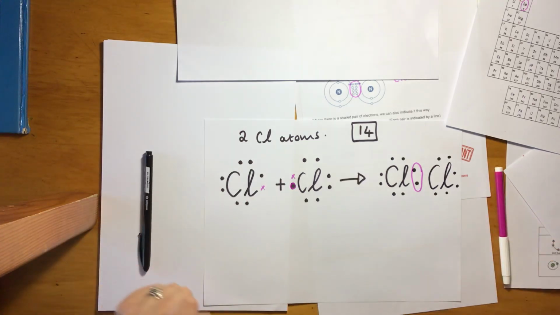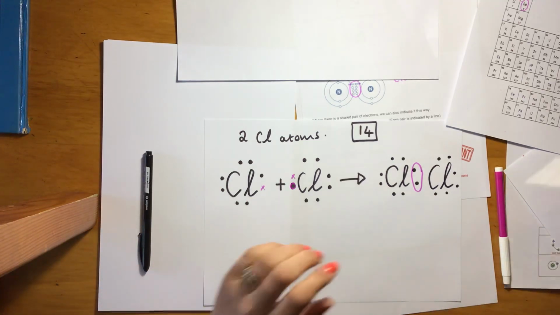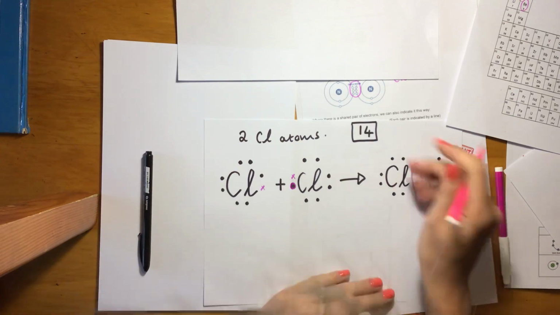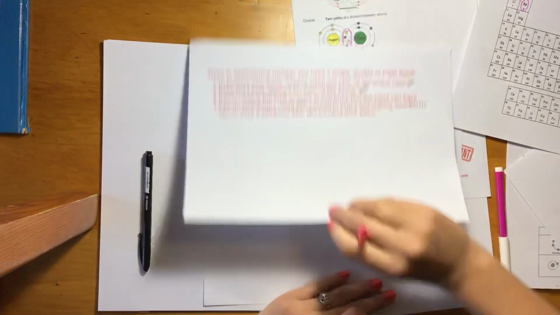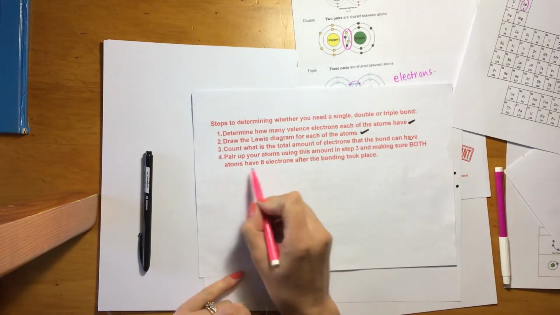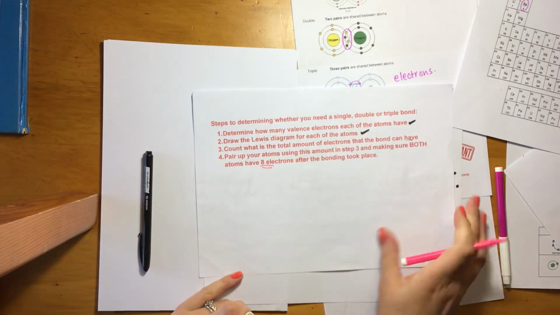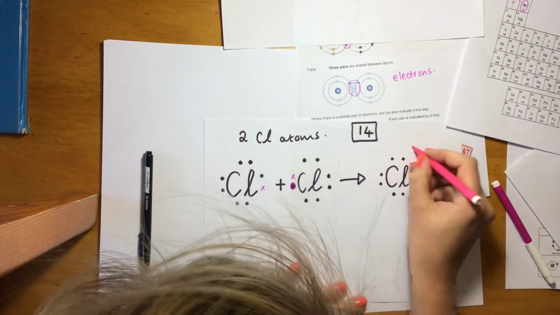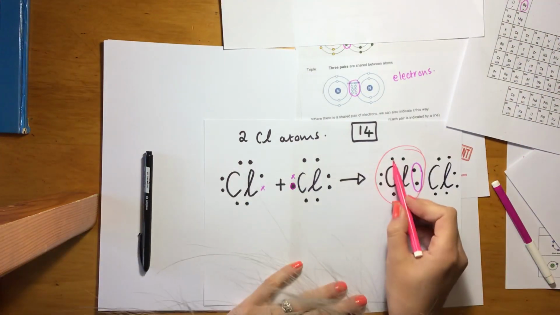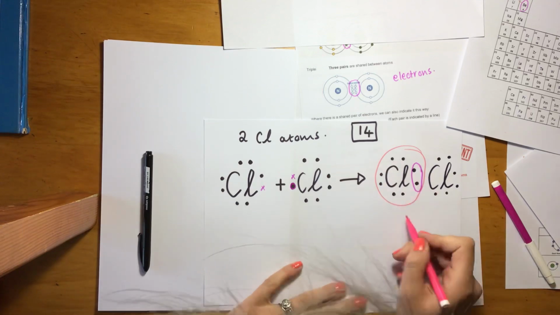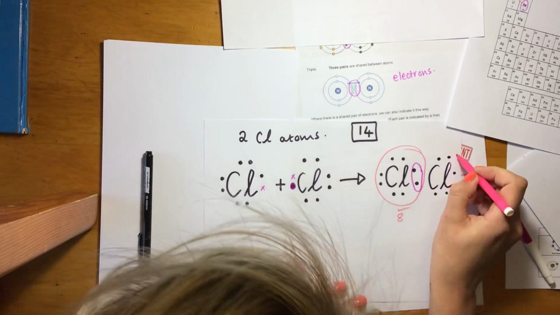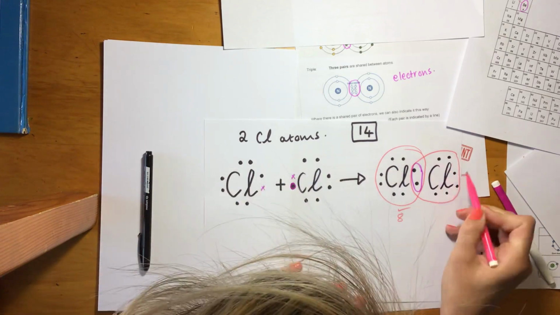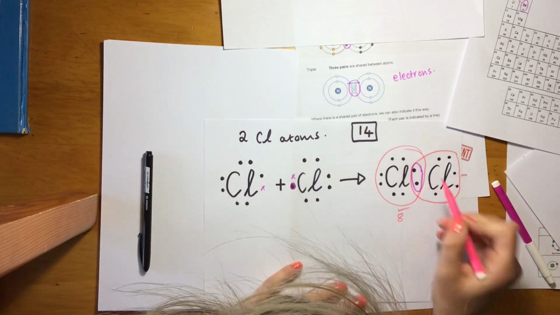Let's look at my first chlorine and count whether it has 8 electrons around it. Remember on your steps, make sure that it has 8 electrons after the bond took place. So let's count. Here's my first chlorine atom: 1, 2, 3, 4, 5, 6, 7, 8. Good. And then my second chlorine: 1, 2, 3, 4, 5, 6, 7, 8.